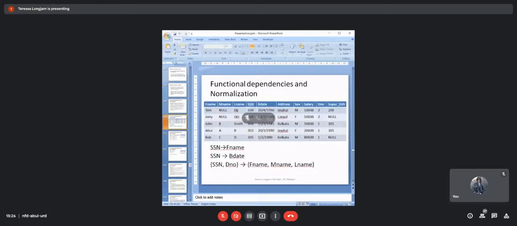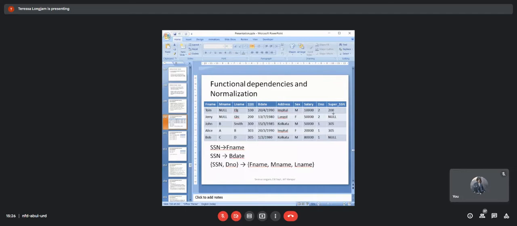You can see here, this is a relation state at a particular point of time. We have the attribute names. The name of the table is not here, but just think the name of the table is employee. You already know the name of the table. So these are the names of the attributes, and these are the tuples, these are the values. So this is a relation state.